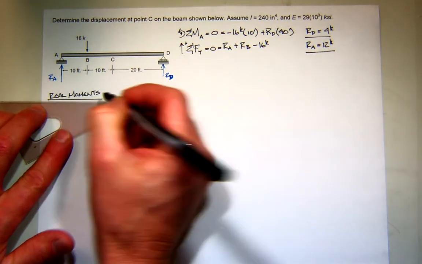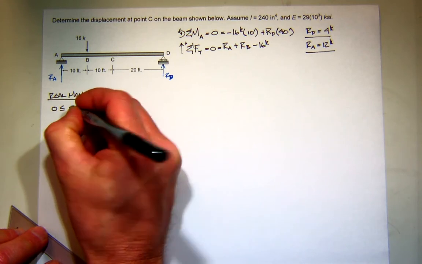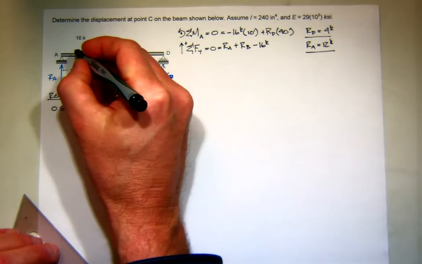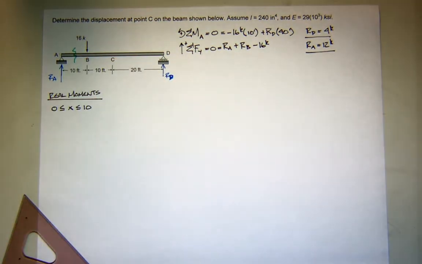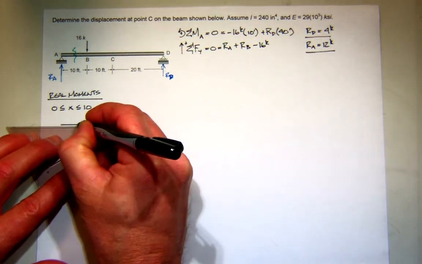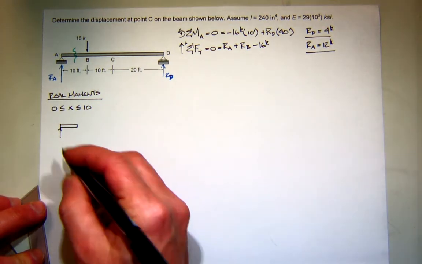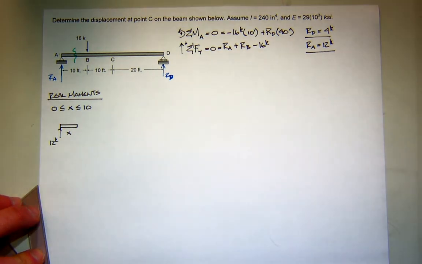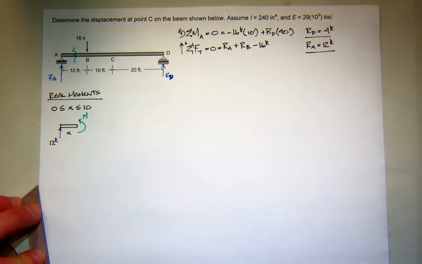Alright, so finding the real moments. I'll need one that's valid from 0 to 10. So I'm going to cut my structure somewhere in that. Do you want to work the left side or the right side? Yeah, the left looks the easiest. So I'll draw a little free body diagram for that left side. So I'll have the reaction at A, which we know is 12. I'll cut it at some arbitrary distance x, and I'll look for the internal moment there.